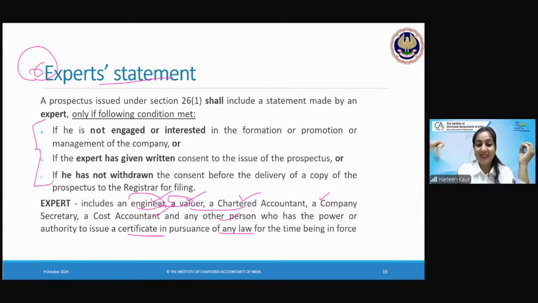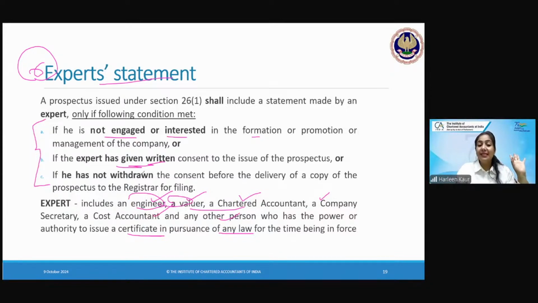So section 26 subsection 1 says that when a prospectus is issued, along with the other contents, there may be a statement made by the expert. An expert is an engineer, valuer, CS. Sometimes we take a certification from them saying that everything has been complied with and they are doing a fair thing. The expert will give a written consent on the issue of the prospectus. This written consent is taken only if the expert is not engaged in the formation, promotion, or management of the company. So if you are a CA and you're also engaged in forming the company, or you're a promoter of the company, then your expert statement will not be considered. It will be included only if you're not engaged or interested in the formation, promotion, or management of the company.